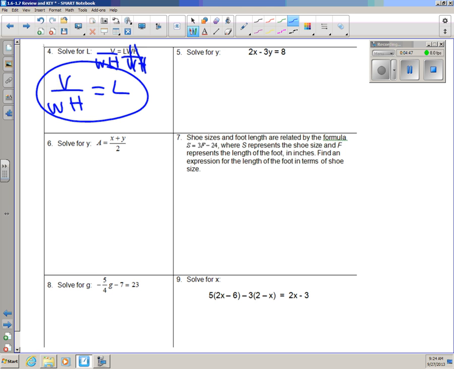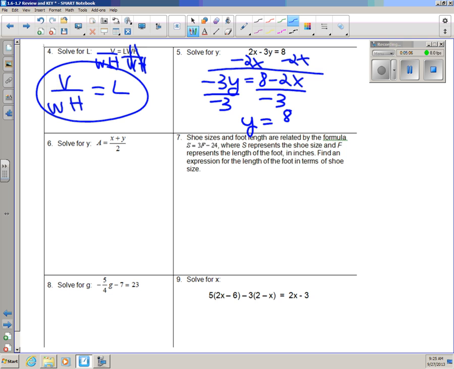On 5, I want y to be alone. I'm going to keep y where it is, and I'm going to subtract 2x from both sides. Negative 3y equals 8 minus 2x. Now I need to get rid of the negative 3, so I'm going to divide both sides by negative 3. Your answer becomes y equals (8 minus 2x) divided by negative 3. Okay.